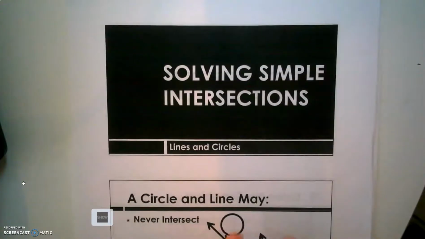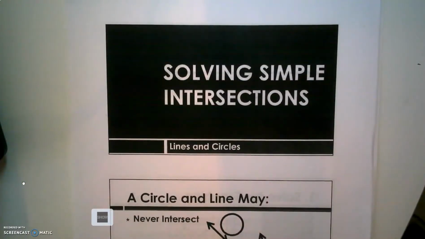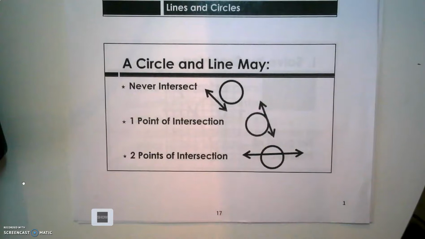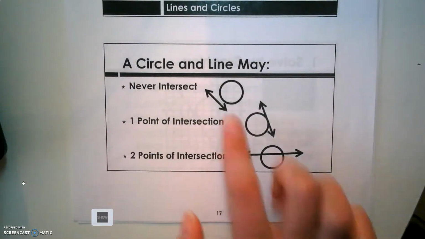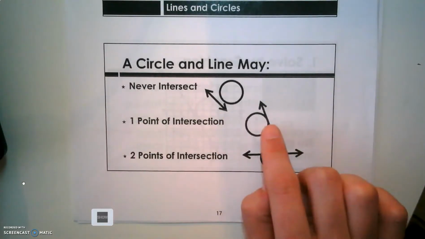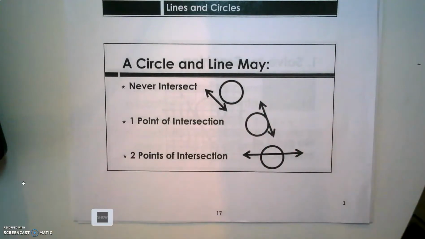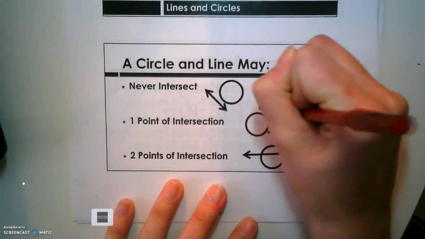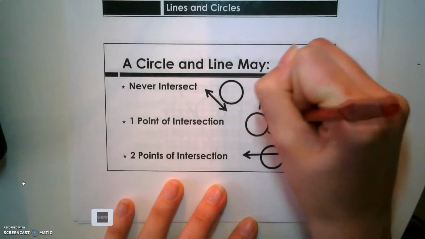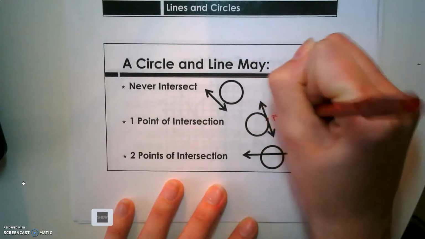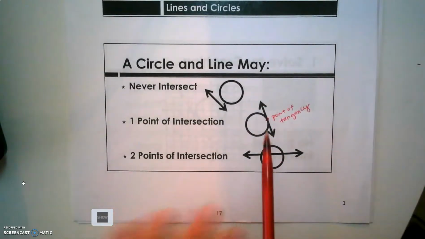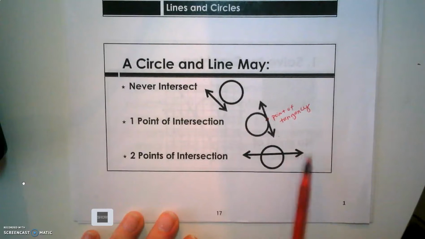All right, our next topic on circles in the coordinate plane is solving simple intersections, and that's the intersections of a circle and a line. So there's a couple options that we have. They could never touch. They could touch at one point. Remember, this is called a point of tangency. That's a tangent line, or it can cross twice.